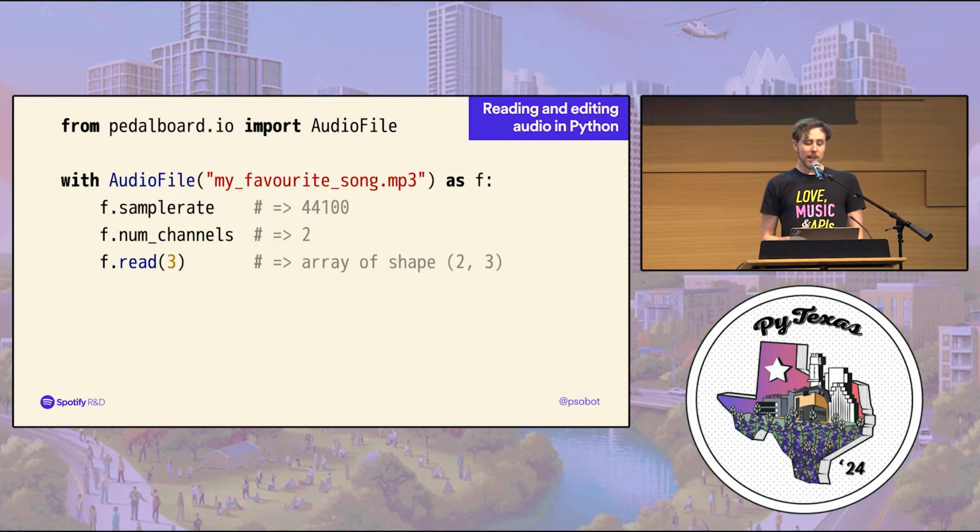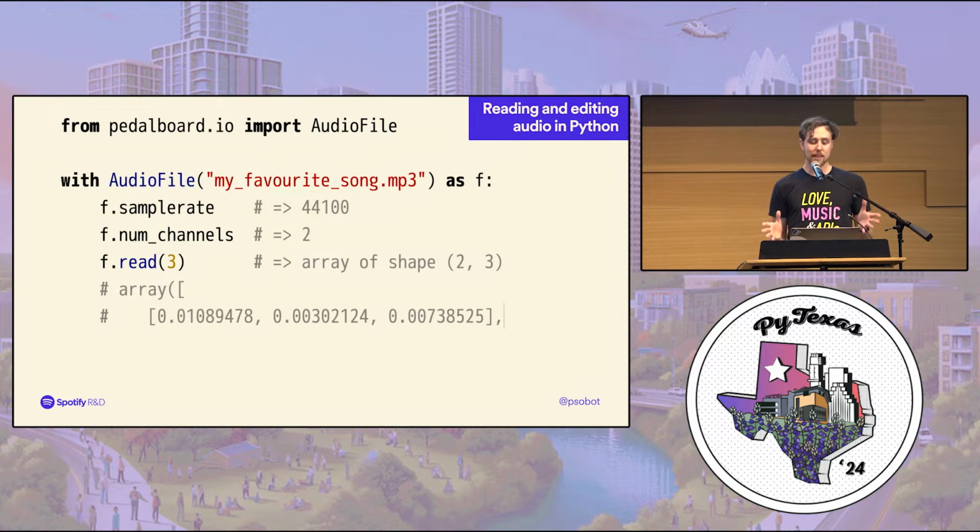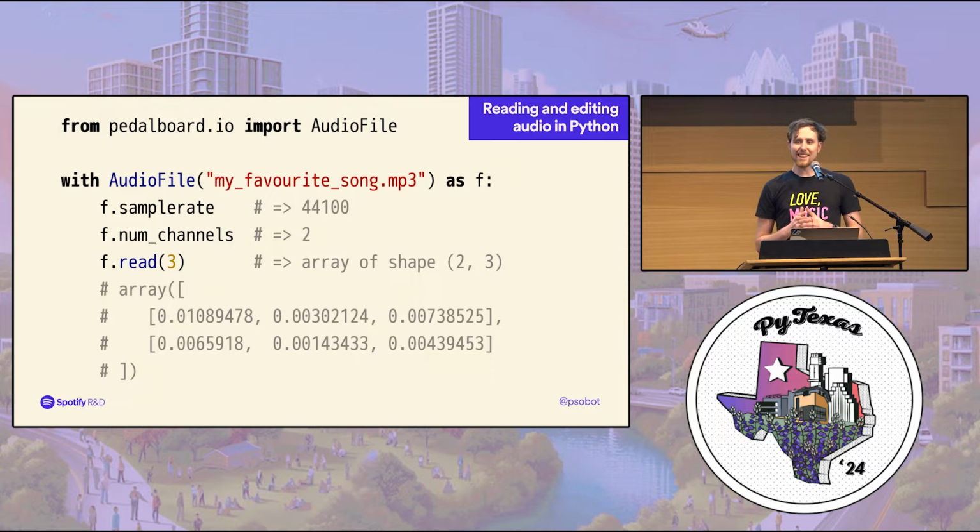And just like a regular open file, we can do f.read on this file. Here we're going to ask for 3 samples rather than 3 characters or 3 bytes, and we end up getting a multi-dimensional array back. If you're not familiar with multi-dimensional arrays, that's totally okay. They just look like this. You can think of them like lists of numbers. The only property that's important is that the inner lists all have to be the same shape or the same length. So here, because we have 2 channels, we have a multi-dimensional array of 2 dimensions.